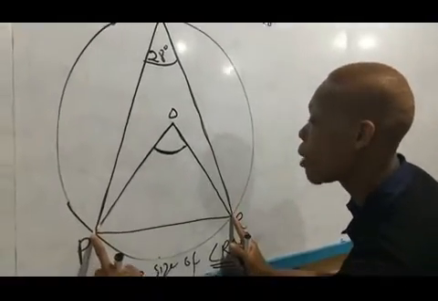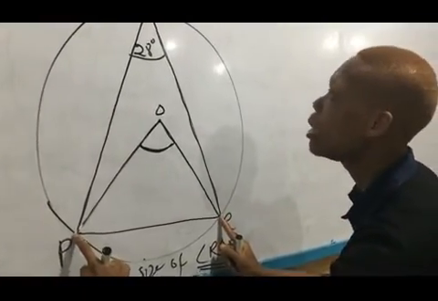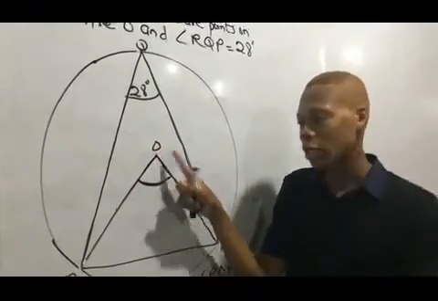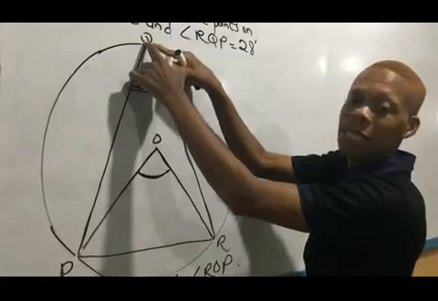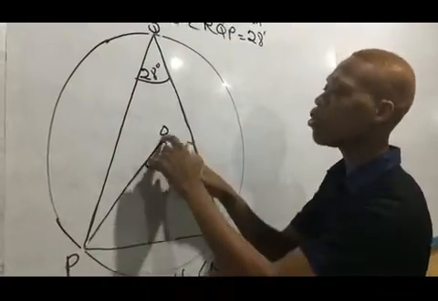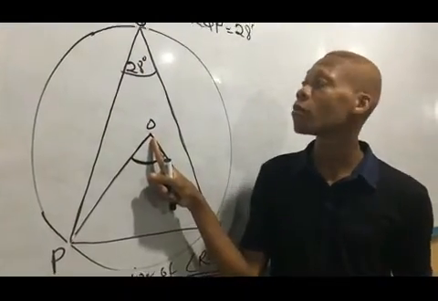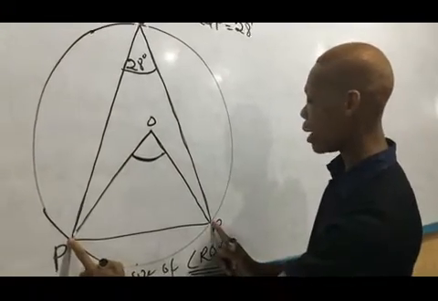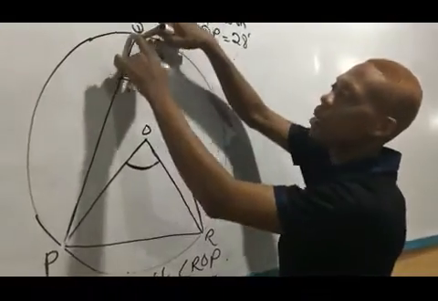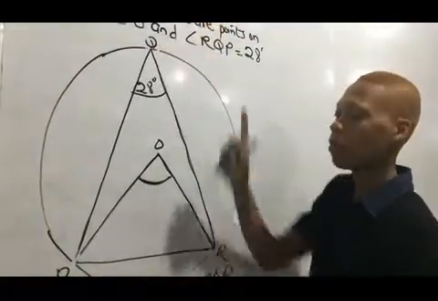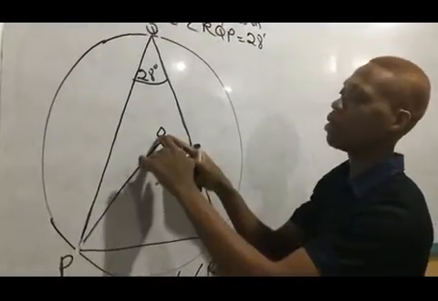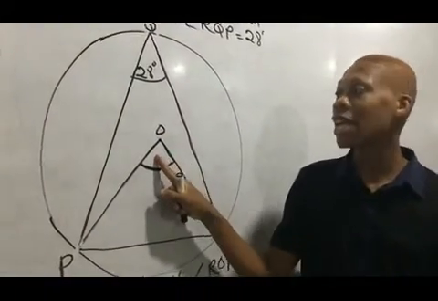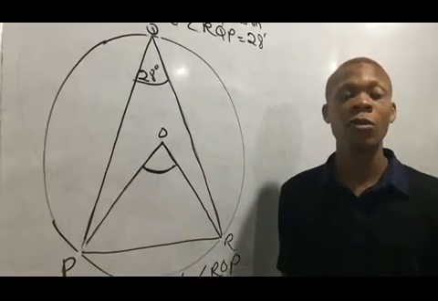The same PR is subtending O at the center. So one chord, PR, is subtending Q at the circumference, and the same chord, PR, is subtending O at the center. Let me take it once again. PR here is subtending Q at the circumference. PR here is subtending O at the center. So there is a connection between the angle at the center and the angle at the circumference.